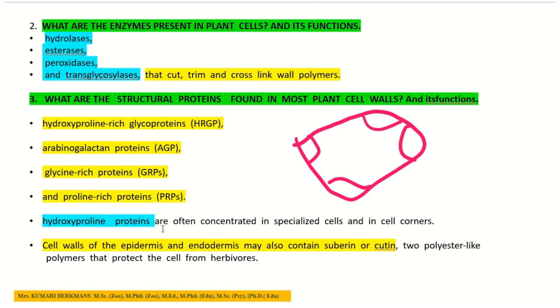If you take the hydroxyproline-rich proteins, these are present in specialized cells, and the concentration is higher in the cell corners. If you take this as a cell, the cell corners are richly supplied with this kind of protein, hydroxyproline. And another 2 compounds are suberin and cutin. These are 2 polyester-like polymers, and they protect the cell from herbivores.